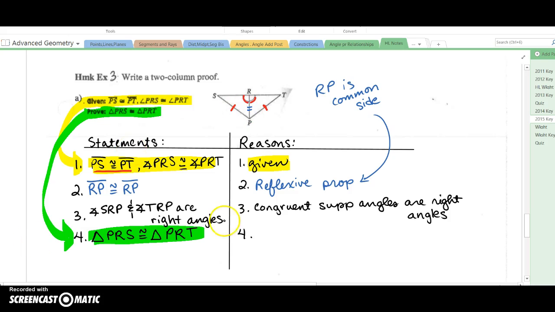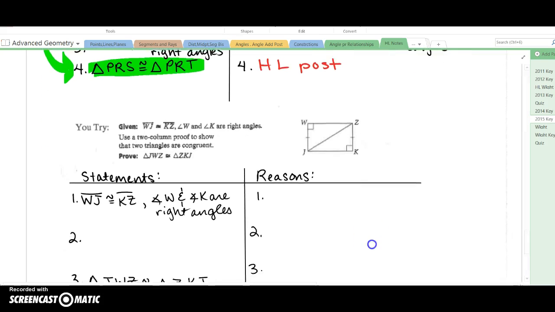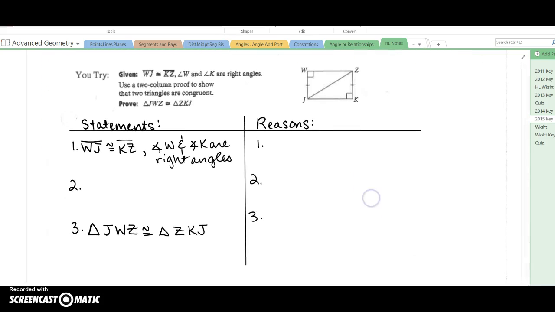All right, and then lastly, why are these two triangles the exact same size, exact same shape? Well, because of the HL theorem, hypotenuse leg. It's technically a postulate, but by hypotenuse leg, we have angle side side with the right angle. All right, let's go down and look at the U-try. I'll let you pause the video and see if you can figure this one out for yourself, and then come back and check your answer.